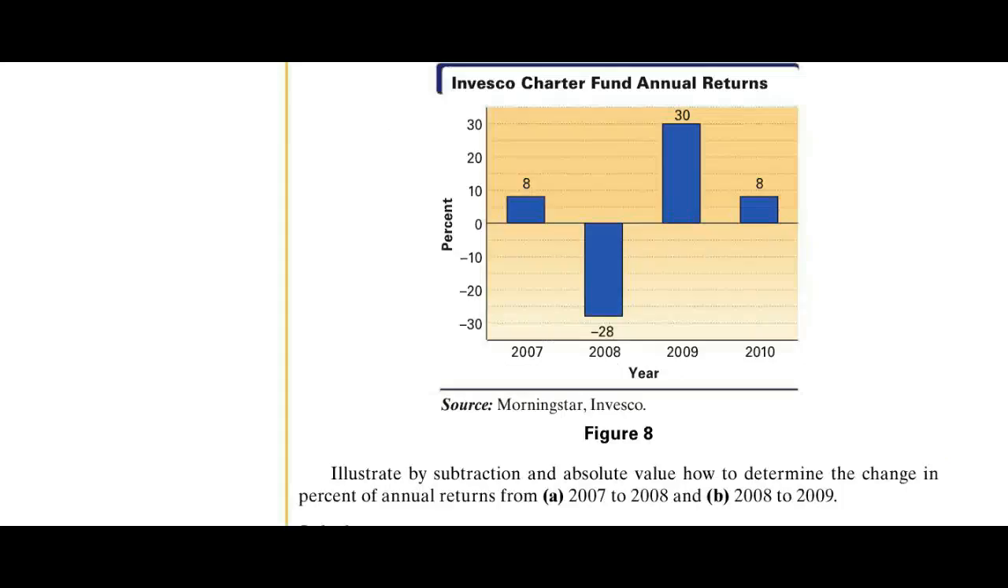So looking at the example A, was from here down to here, what kind of loss was that? That's where we get the negative 36. So the distance between that is 36, and it was a loss.